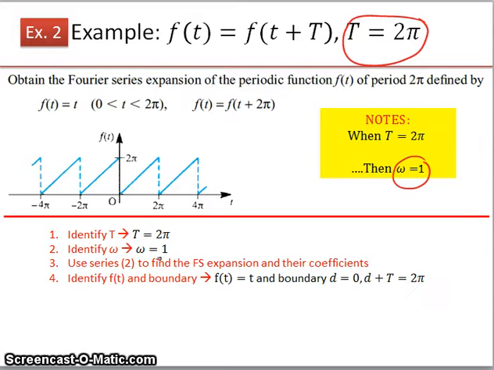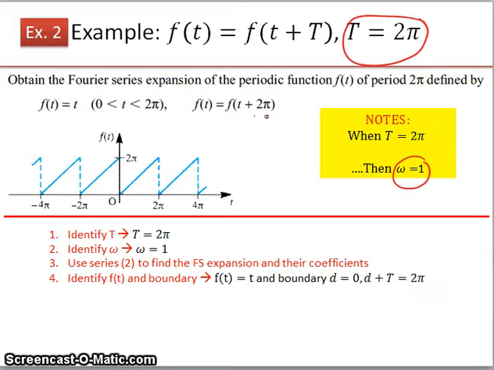Now, obtain the Fourier series expansion of the periodic function of period 2 pi defined by this equation. So this equation gives us f(t) equals t when t is defined from 0 to 2 pi. And f(t) equals f(t plus 2 pi). It means now the period is 2 pi.